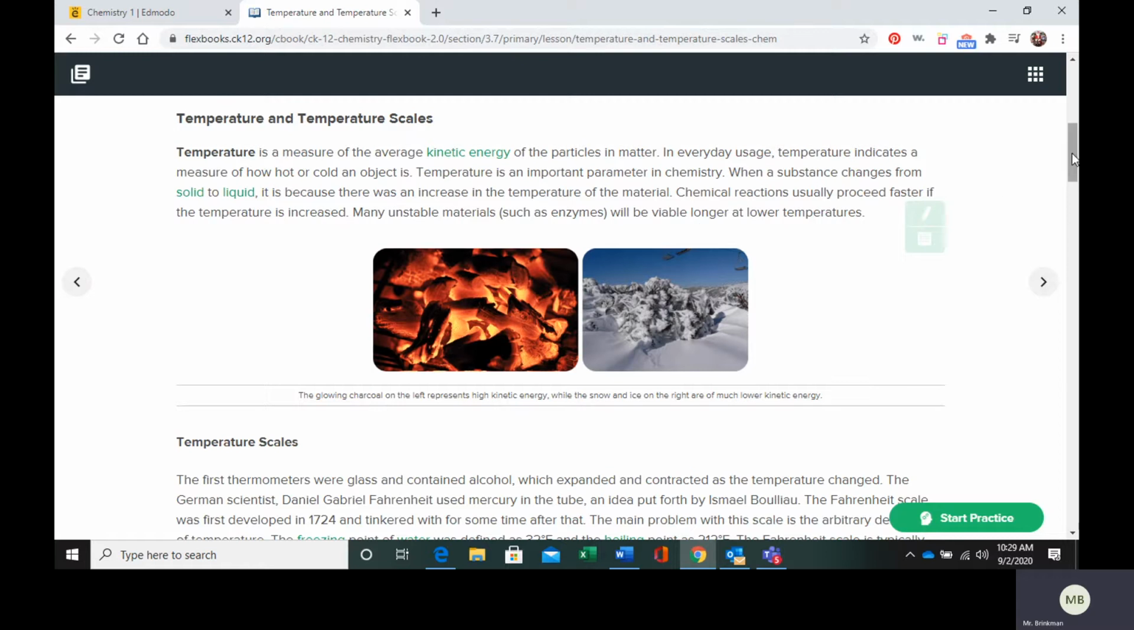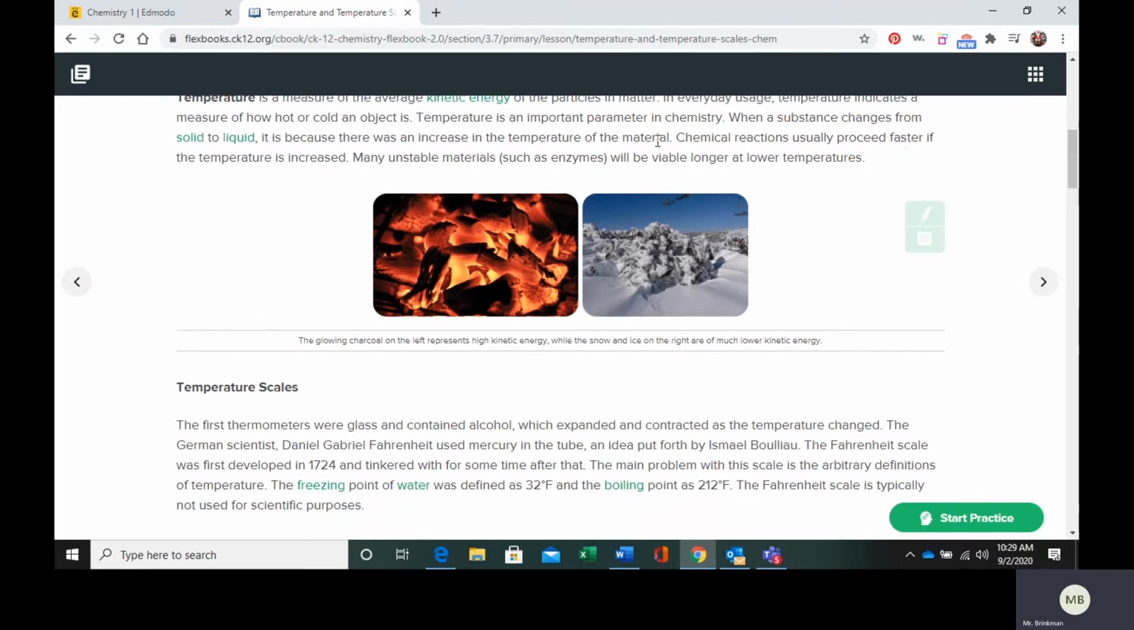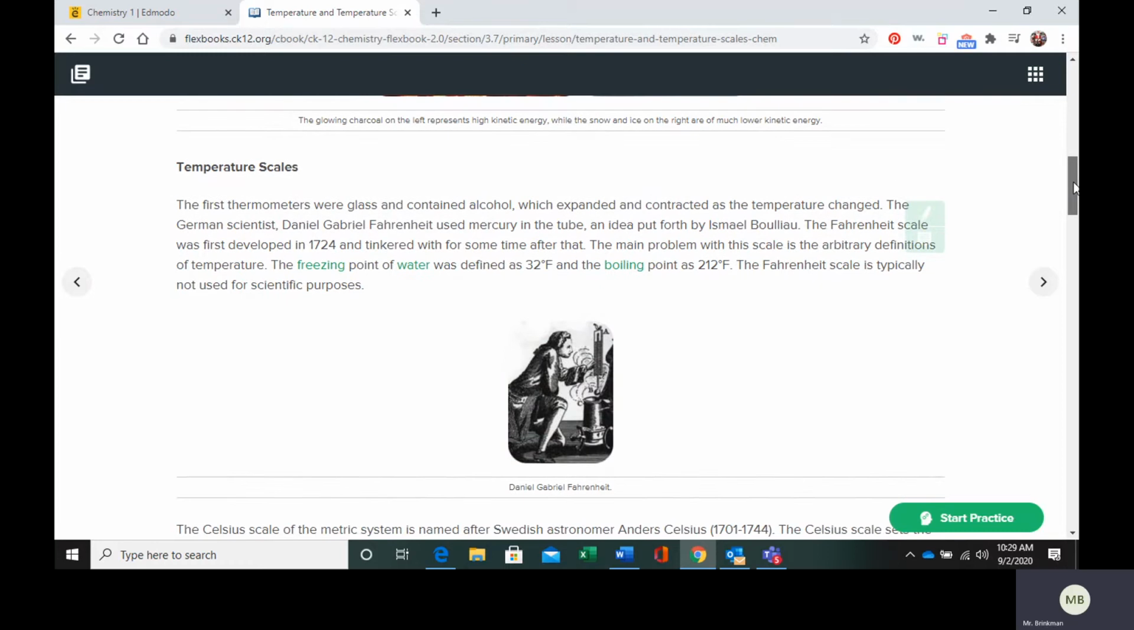So why temperature is important in chemistry is because when something changes states, like from solid to liquid or liquid to gas, there is a change in temperature. So chemical reactions usually happen faster if the temperature is increased. So we'll learn about that more when we go into chemical reactions.